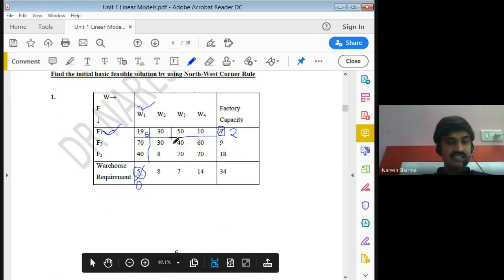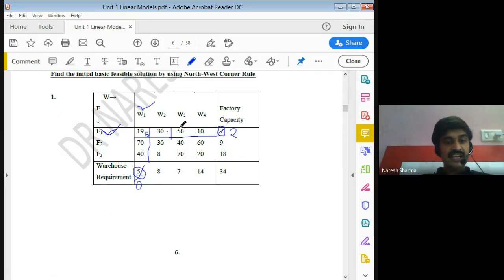The algorithm says now for this point you again check the balance availability at this factory and the requirement of the second warehouse, W2. If you see here, the requirement is 8 units, but the factory has only 2 units. So we send 2 units from the first factory to the second warehouse. If you do so, the factory capacity goes to 0, and the requirement still needed by warehouse 2 is 6 more units.